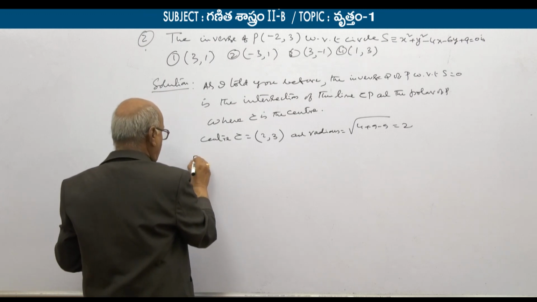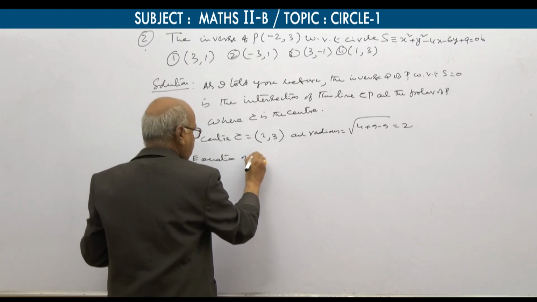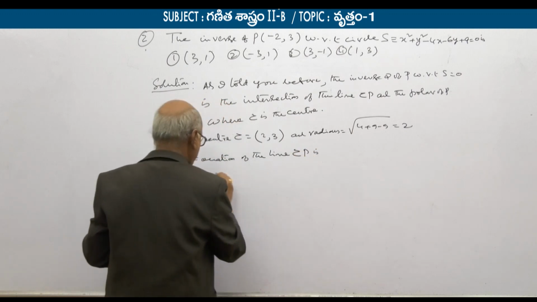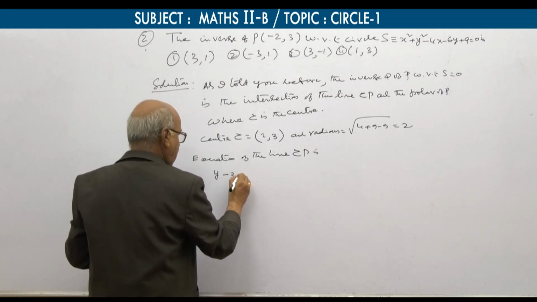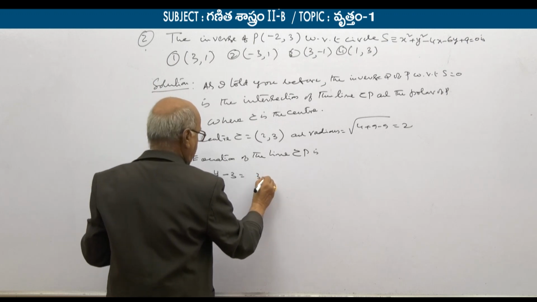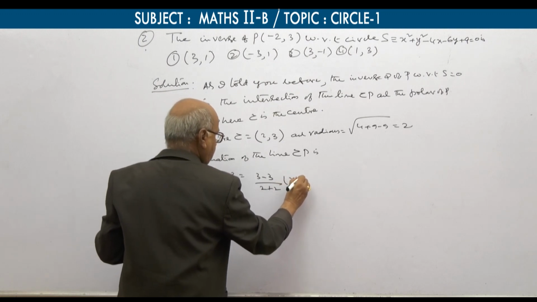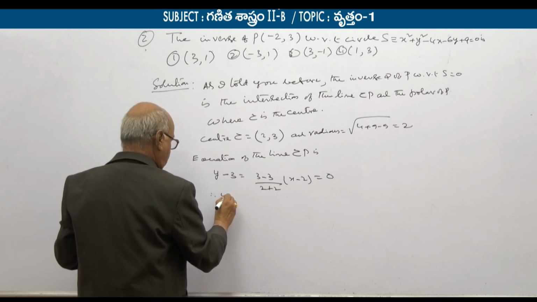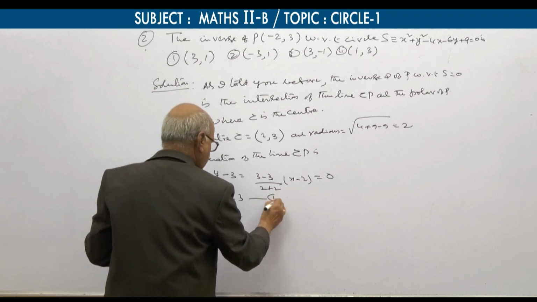Now the equation of the line CP is y minus 3 is equal to (3 minus 3)/(2 plus 2) into (x minus 2), which is 0. So therefore y is equal to 3. y equal to 3 is the equation of the line CP.